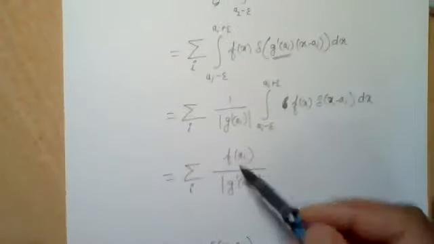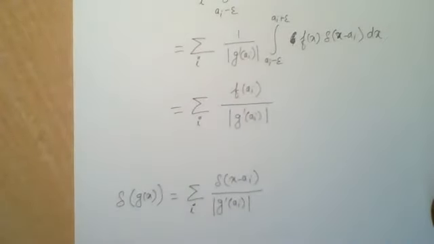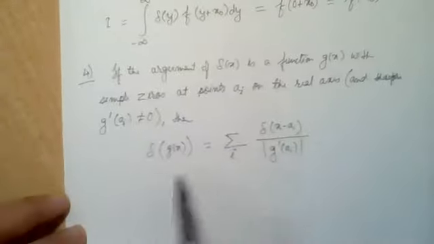When you compare this and this, we should get this expression. So that is the proof of property number 4.